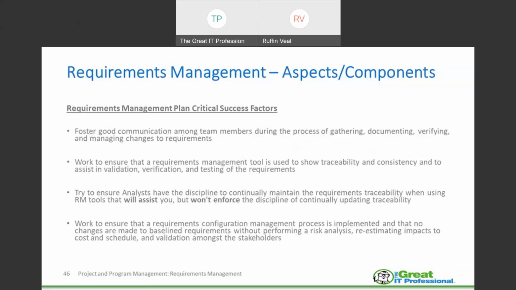Other critical success factors for requirements management: good communication among the team. We want to also ensure that the analysts have the discipline to maintain this documentation.